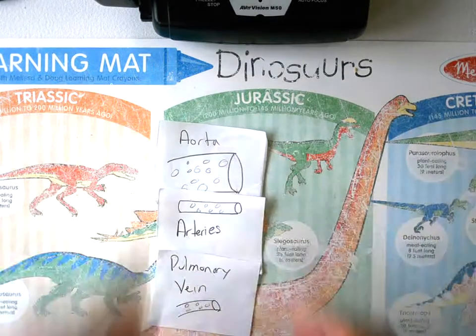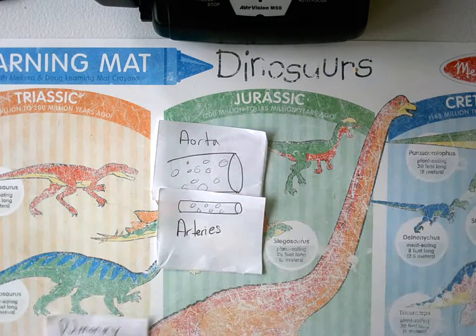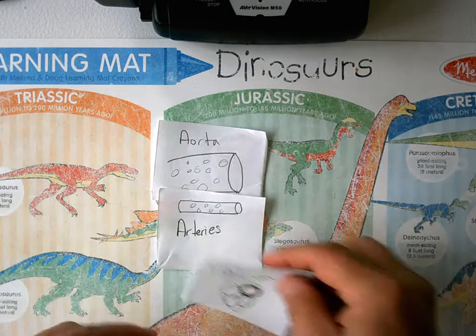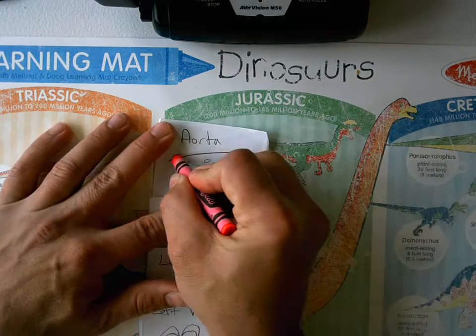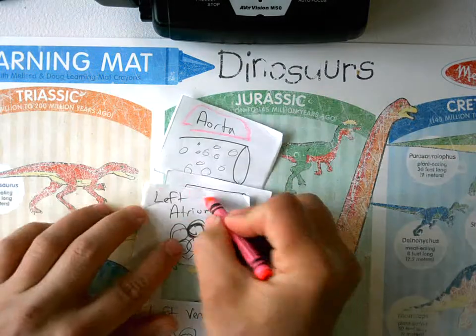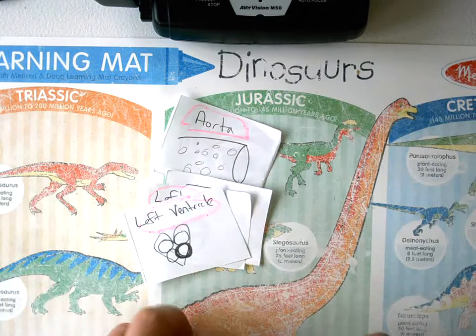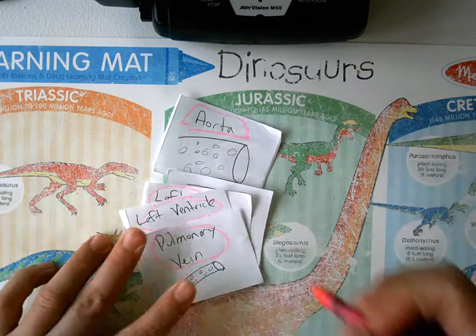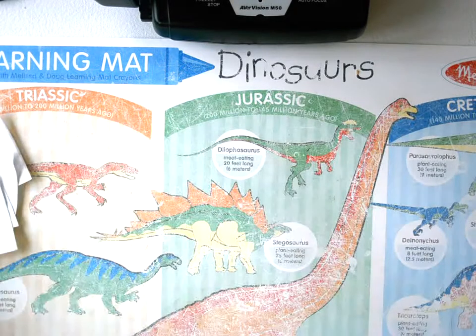So let's look at the four cards: the aorta, the arteries, the left atrium and the left ventricle, and the pulmonary vein. And I'm just going to color these. I'm going to circle these with my little red crayon here, just to show that these places in the body would have oxygenated blood. Okay, I'll set those aside.